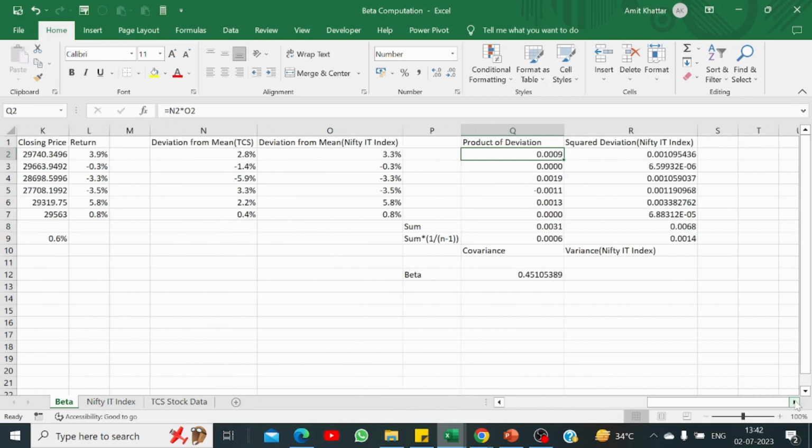Same way, I've also determined the squared deviation for the Nifty IT index. So I have got the deviation from mean over here. I have just squared this up, right, to the power 2.